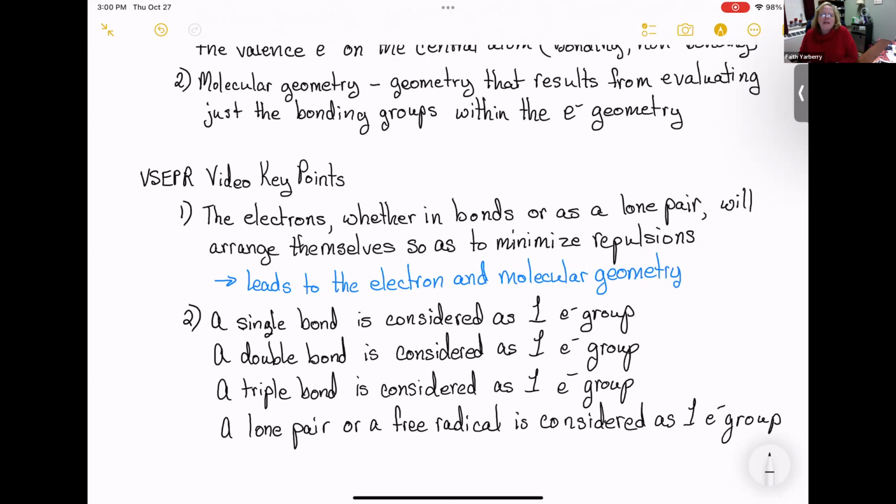One of the things that I do to try to help you determine the geometry is I help you develop what I consider to be a notation based off of the Lewis structure. And as I'm working on that notation, I take into account that a single bond is just one group and a double bond is just one group, and so on and so forth.